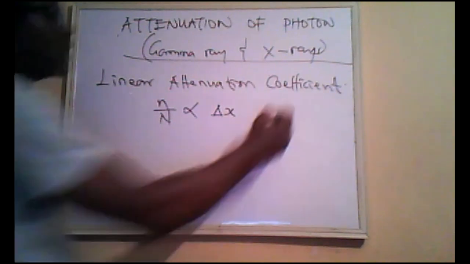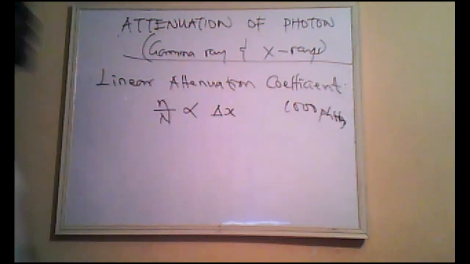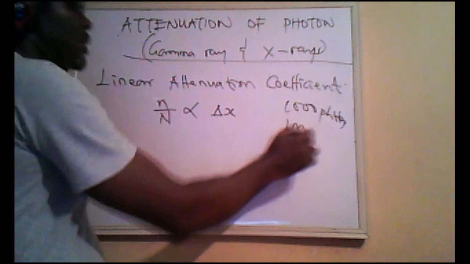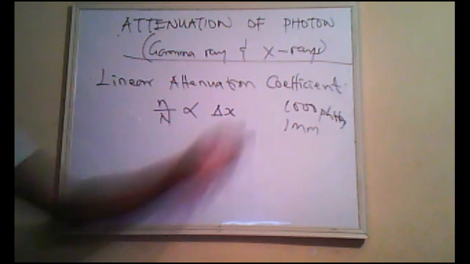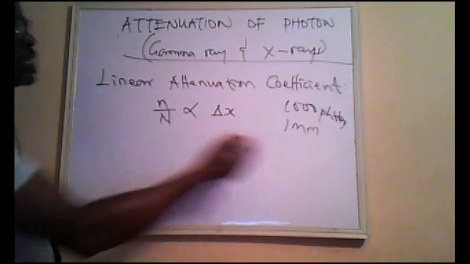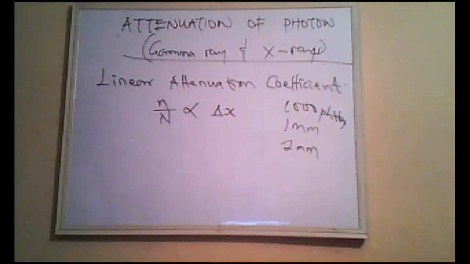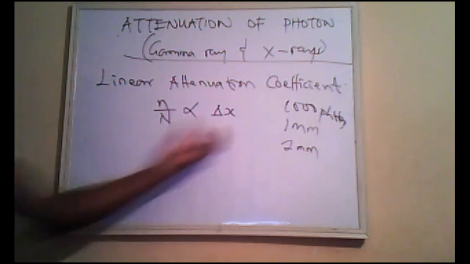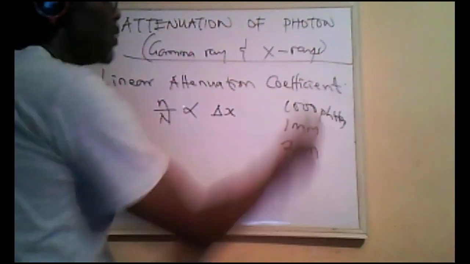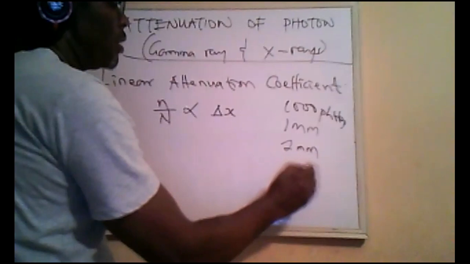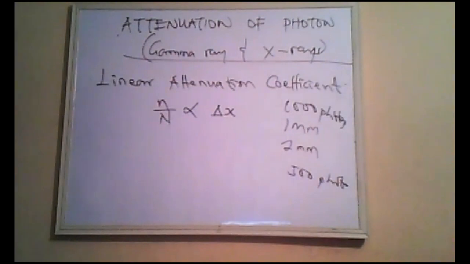For example, you have 1,000 photons with 1 millimeter thickness of maybe lead or aluminum. If we now increase the thickness to 2 millimeter, the number of photons that will be removed will increase, assuming this is linear. I'm going to explain that further. We now have 500 photons after we introduce a thickness of 2 millimeter.